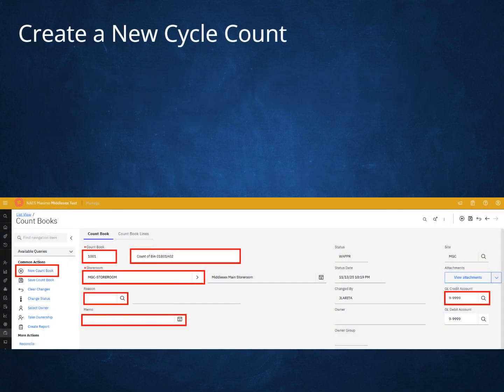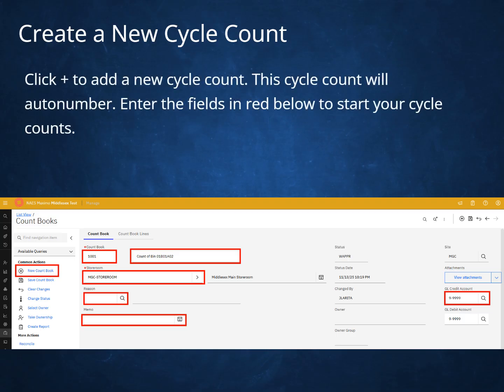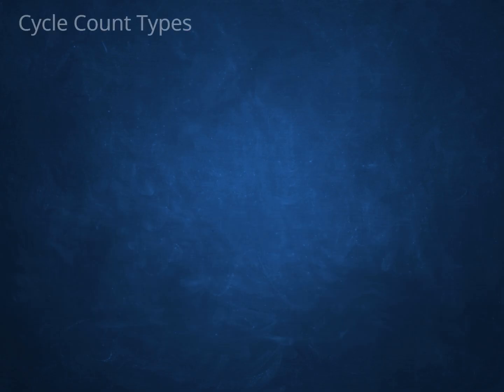Create a new cycle count. Click plus to add a new cycle count. This cycle count will auto-number. Enter the fields in red below to start your cycle counts. Cycle count types.